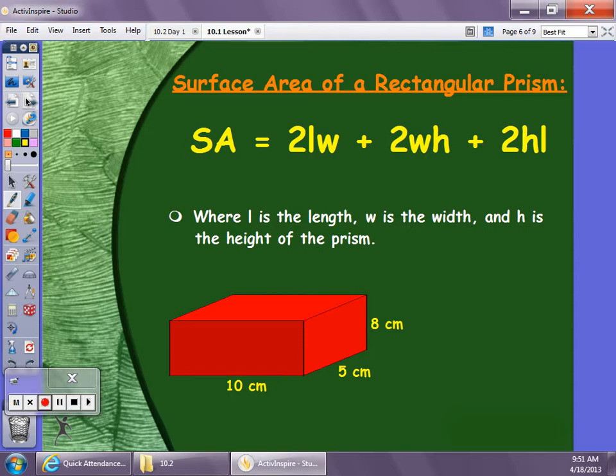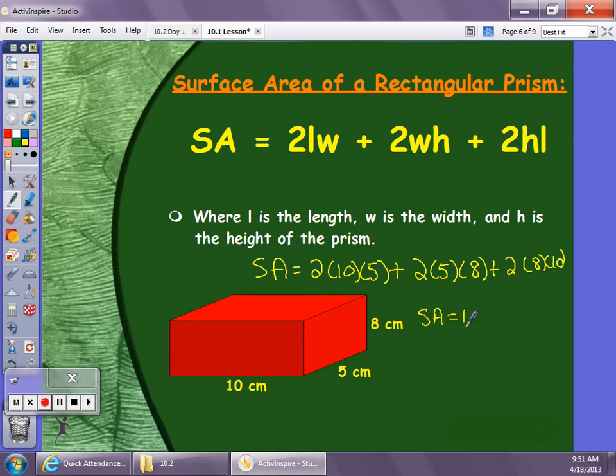So for this example, we can go ahead and find the surface area by taking 2 times the length and width, so 2 times 10 times 5, plus 2 times the width times the height, which is 2 times 5 times 8. And then lastly, we can take 2 times the height times the length, which is going to be 2 times 8 times 10.